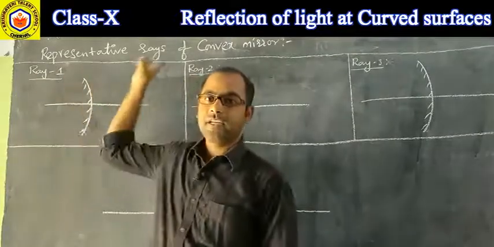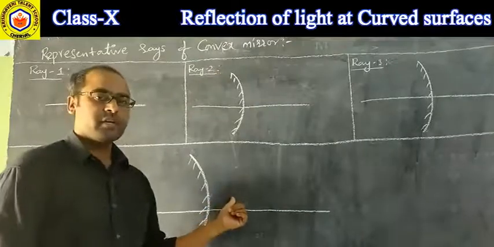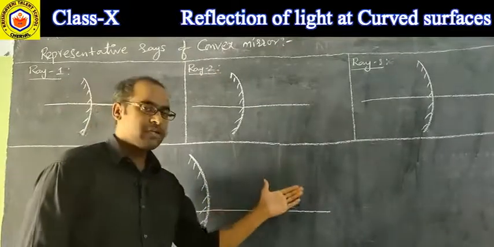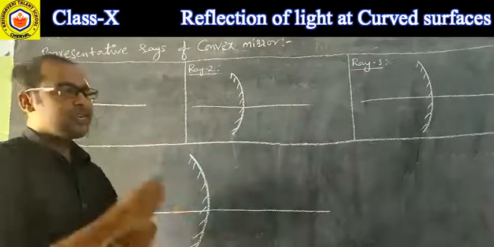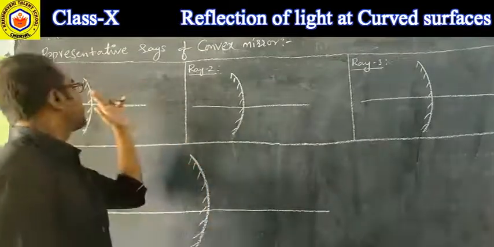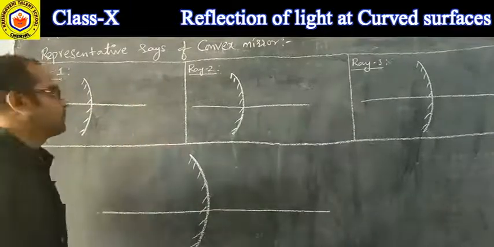First, the representative rays and the ray diagram of the convex mirror when the object is placed in front of the convex mirror, where the image will be formed. So let us start with the representative rays in case of convex mirror.